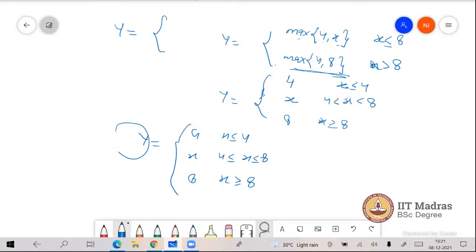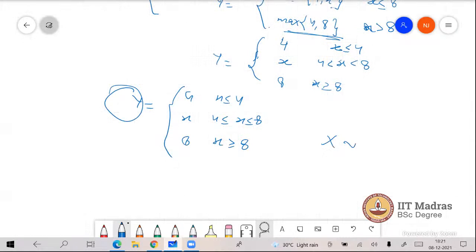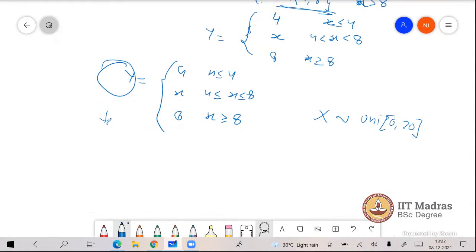Now you need to find the distribution of Y, and X is given to you as uniform 0, 20. How will you find this? You cannot apply the direct formula because it's not a differentiable function, right? Yes, sir. So you cannot apply the formula here. So you need to find the CDF of Y.